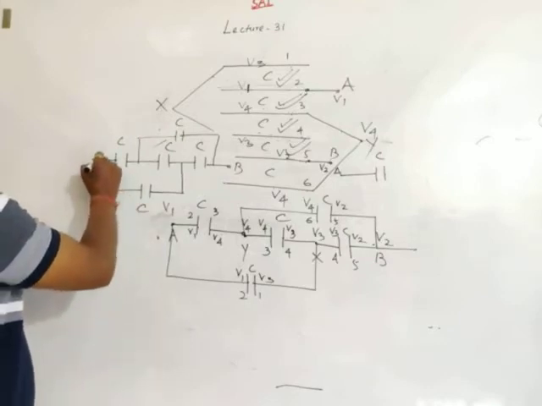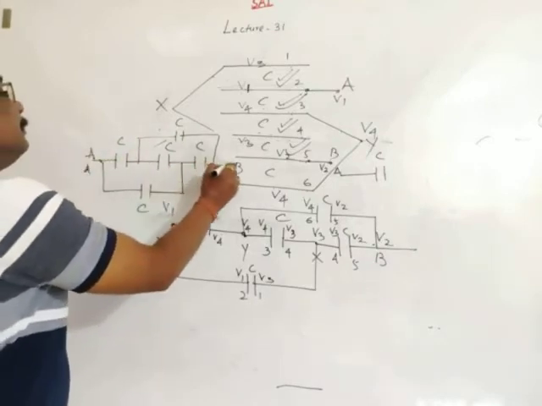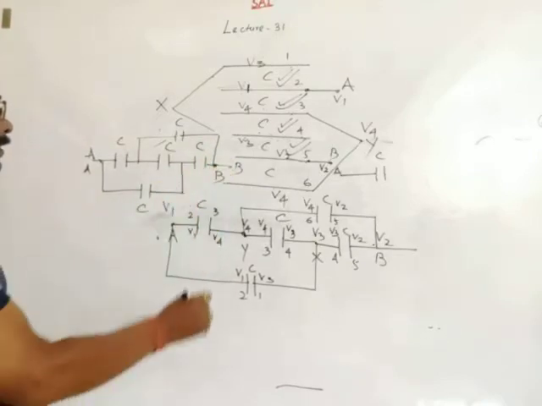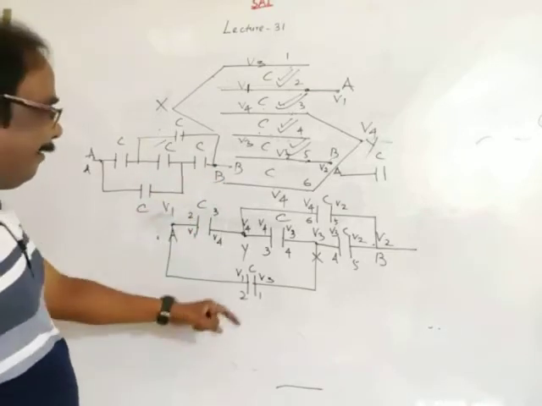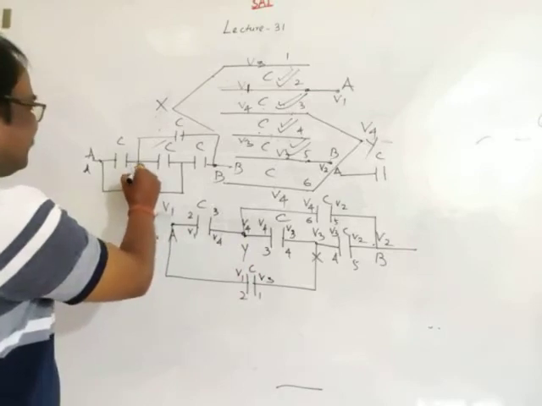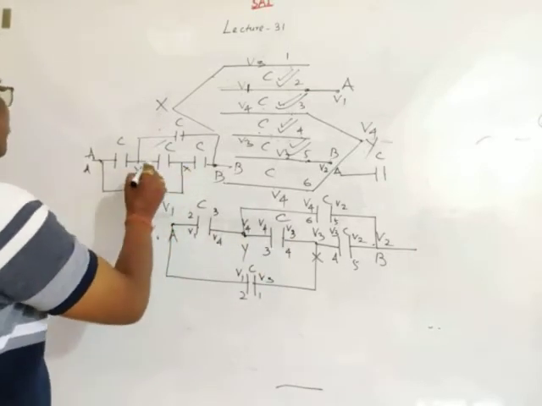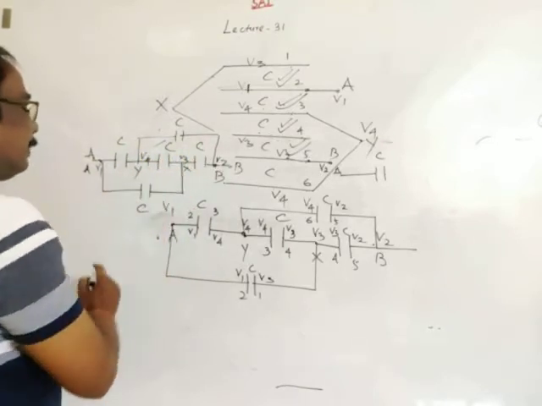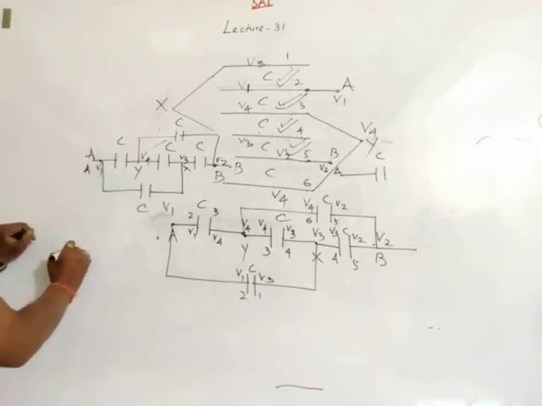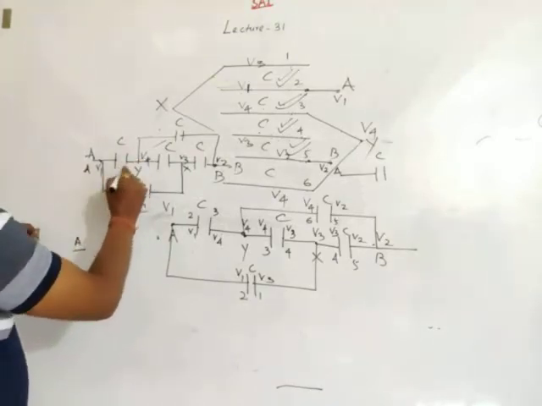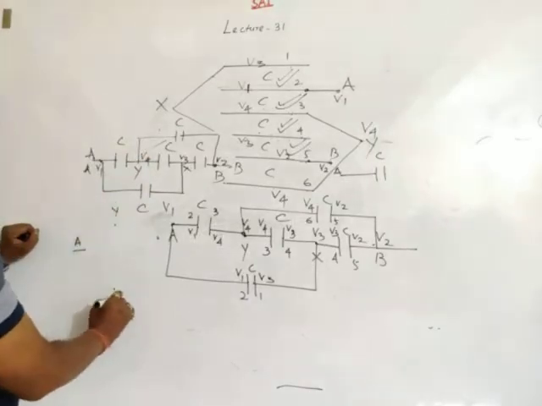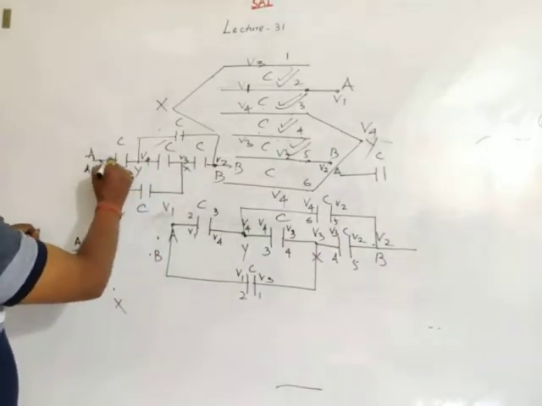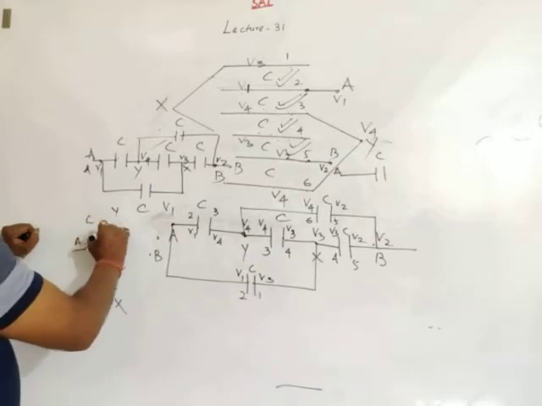If you are not capturing this, then a very easy way: this is A, this is B, and we have taken this is Y, this is X. So this is V1, this is V2, this is V4, this is V3. In a small space, I like to show you: this is A, this is Y, this is X, this is B. Between A and Y, capacitance is C.